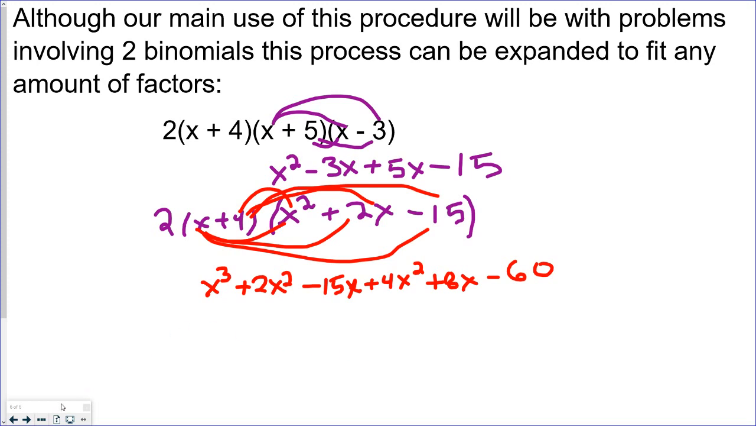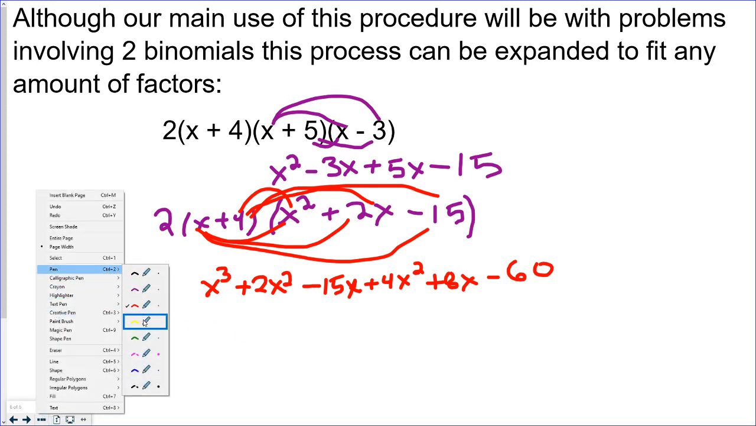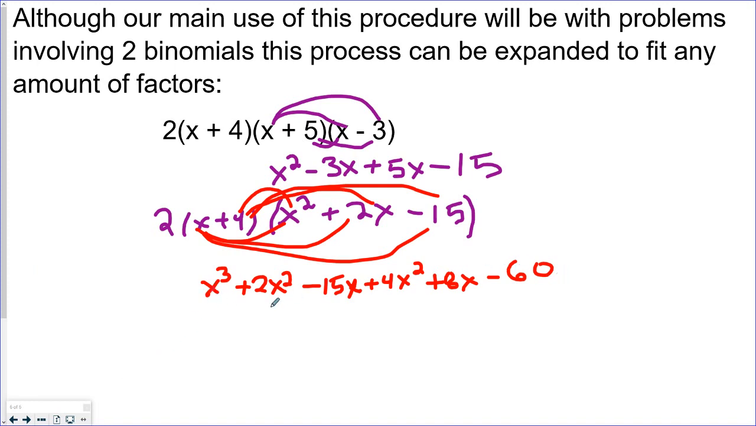Then as before, I look to see if there are any like terms I can combine. So there is no x cubed here that I see, so x cubed is just x cubed. X squared, I see a 2x squared and a 4x squared. So those together would make 6x squared. I see a negative 15x and a positive 8x. So negative 15x and positive 8x, that would get me negative 7x. And then there is no other constant, so I just write down negative 60 because that can't combine with anything.